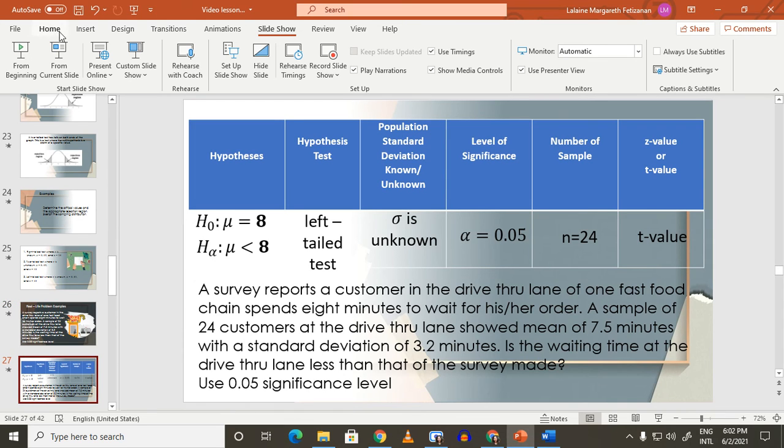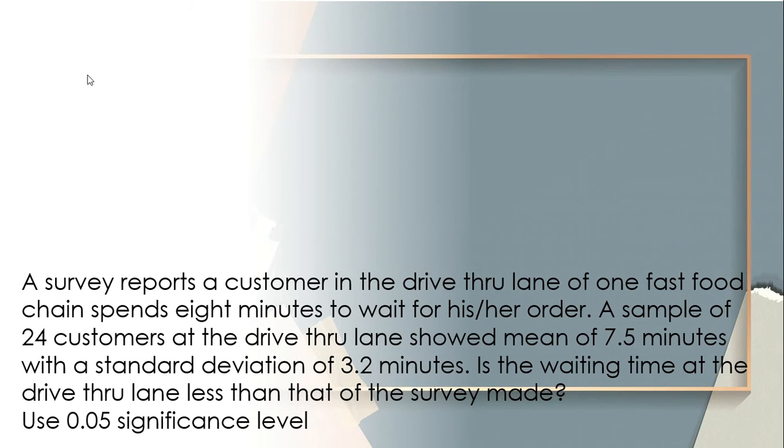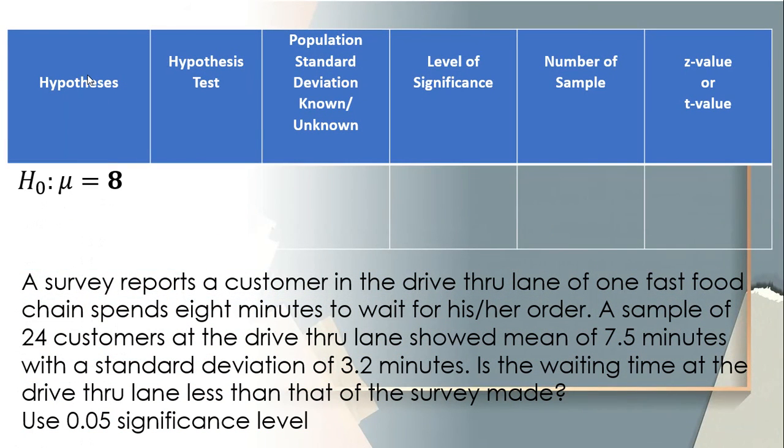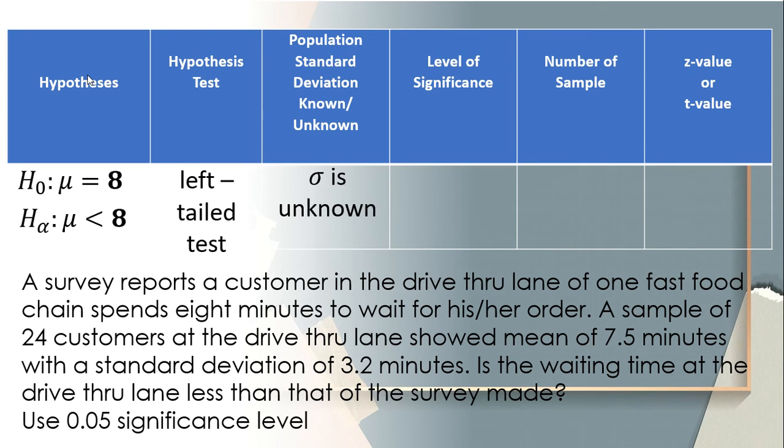So, aralin natin. So, yan yung problem. Hanapin ang hypothesis, which is the null and alternative. So, mu equals 8 and mu is less than 8. Since gumamit ng less than symbol, it's a left tail test. So, from the problem, the population standard deviation is unknown. The level of significance is 0.05. The number of sample is 24. And that means unknown and 24 less than 30, we use the t value.